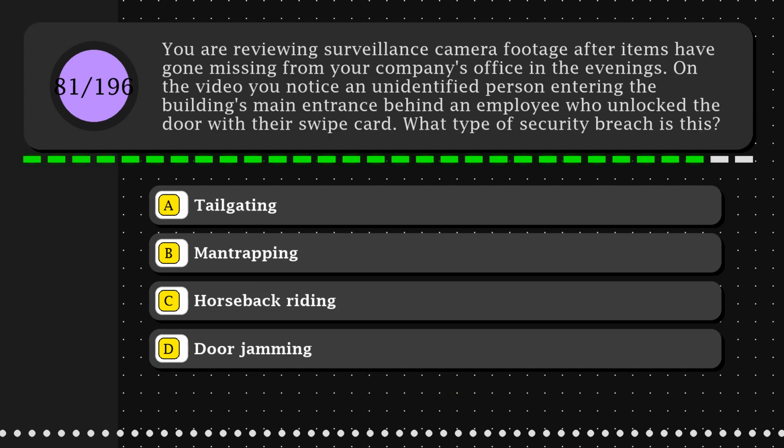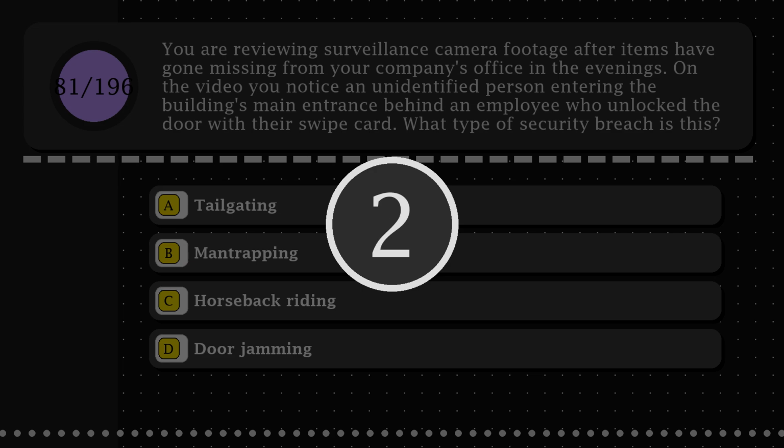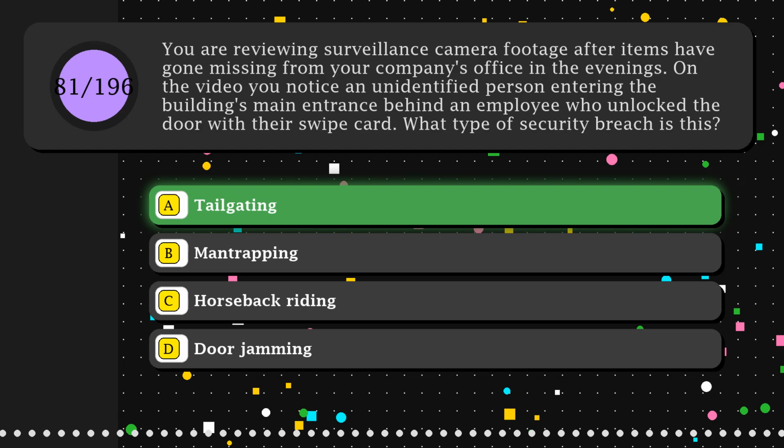Question 81. You are reviewing surveillance camera footage after items have gone missing from your company's office in the evenings. On the video you notice an unidentified person entering the building's main entrance behind an employee who unlocked the door with their swipe card. What type of security breach is this? Option A, tailgating. Option B, man-trapping. Option C, horseback riding. Option D, door jamming. The correct answer is option A, tailgating.